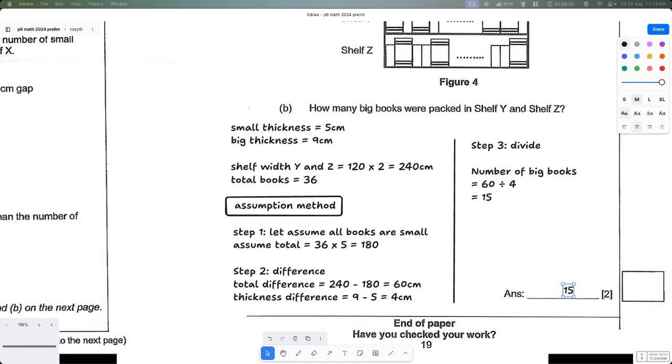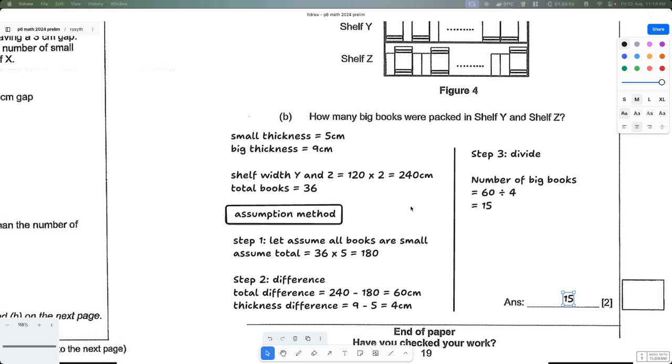So that's your answer, 15. Okay, that's it.